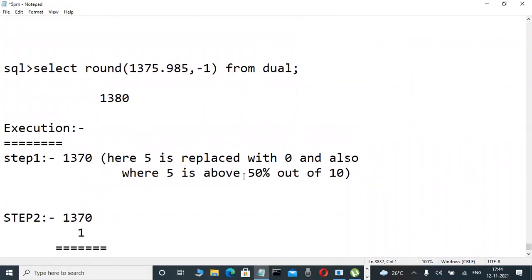Negative sign means nothing is there. -1 means -1 position, -2 means -2 positions, or -3 means -3 positions, automatically set to zeros. But which position is automatically set to 0? That number is checked to see whether it is above or below 50%.